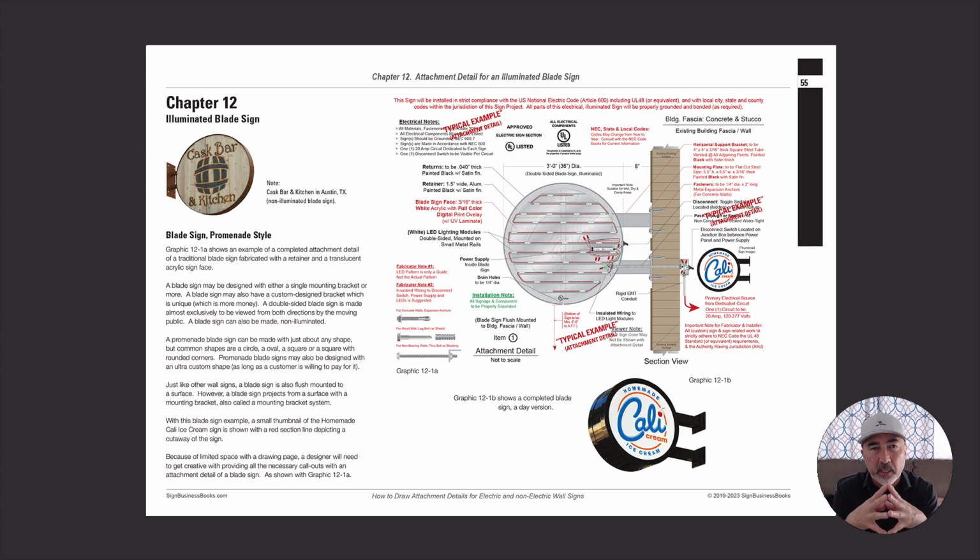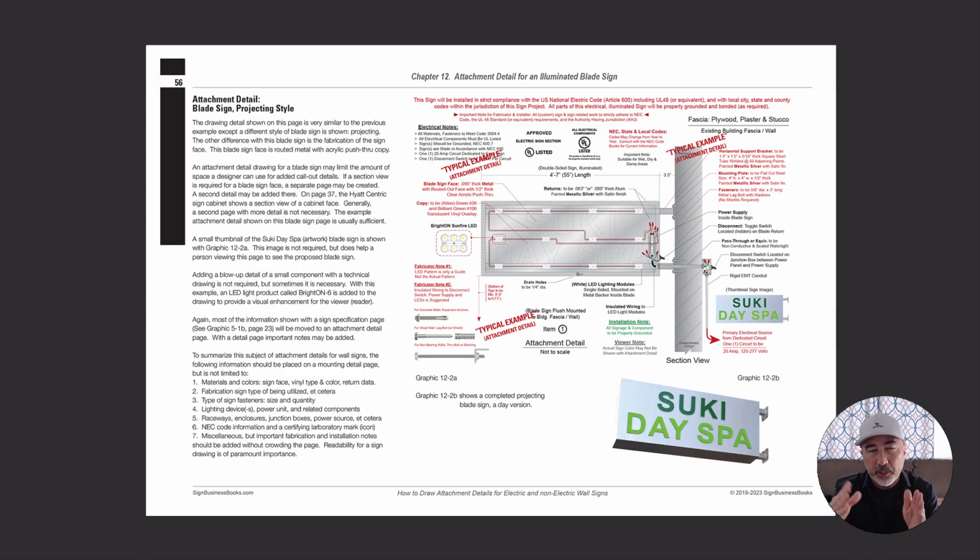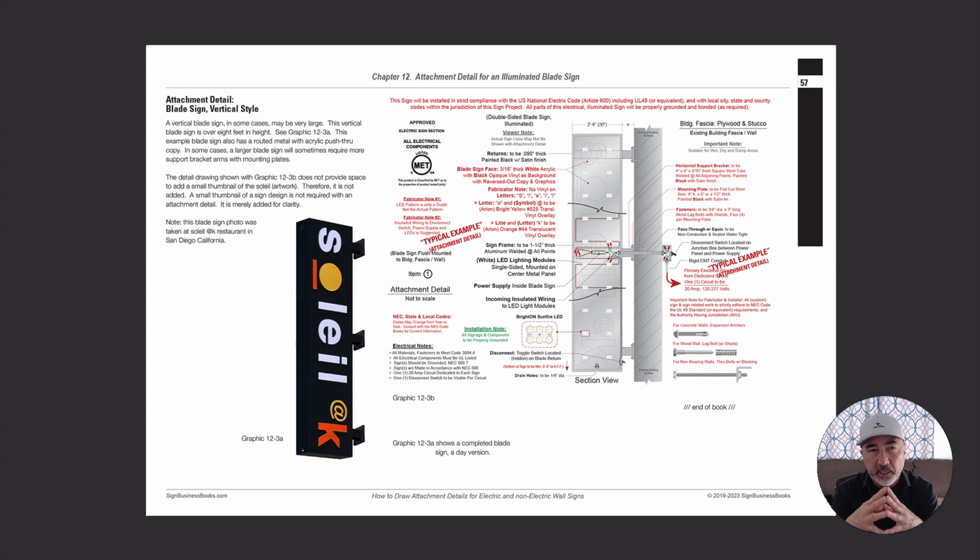Chapter 12, titled Illuminated Blade Sign. This chapter covers 3 examples of the most commonly sold blade signs. The one labeled Promenade was formerly called a pub sign. Some drinking establishments in the past used this type of sign. These signs can be seen within walking districts where pedestrians can easily view them. The example of a projecting blade sign projects furthest from a surface. The vertical blade sign is the tallest and in some respects the largest.